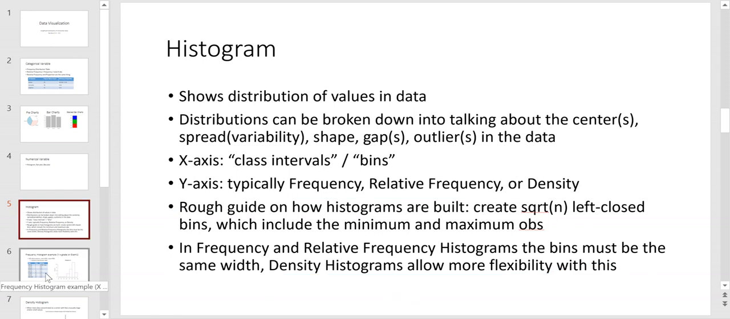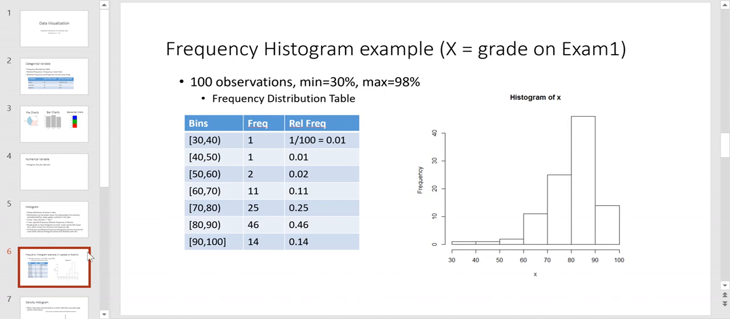With no further ado, here's an example of a frequency histogram. I gave an exam many years ago, and after grading the exam, there were 100 students, so I had n of 100. I recorded all the grades, and I wanted to get a better idea of how my class did. Instead of looking at just the average of the class, the best grade, or the worst grade, I wanted to create a graphical summary that shows me the distribution of all the grades in my class.